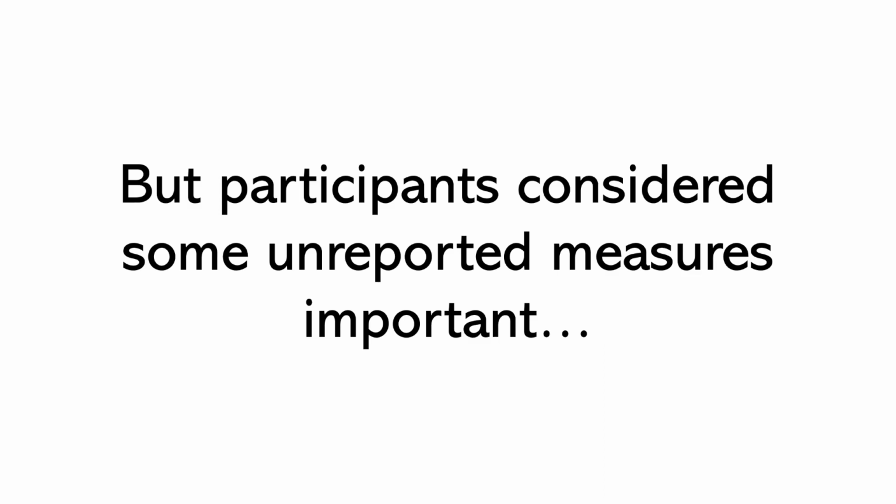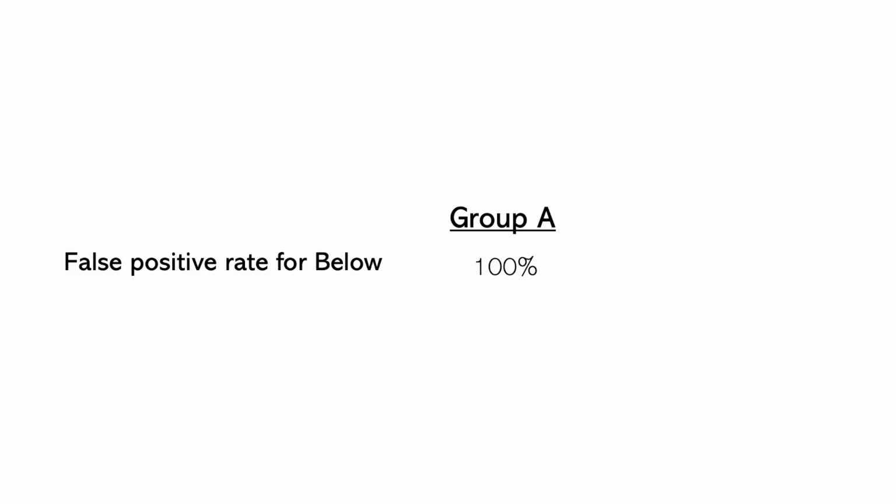Another finding was that participants often considered some unreported measures important. They selected these unreported performance measures and provided valid reasons for doing so. For example, in some cases, a performance measure of a demographic group has an extreme value like 100%. This value might be very similar to that of the complement group, but participants felt that it indicated potential biases, and they selected these kinds of performance measures.